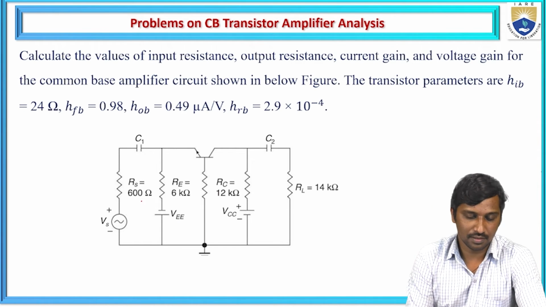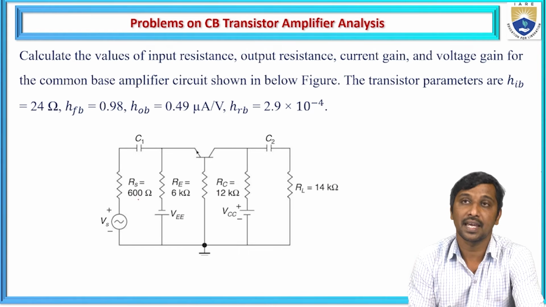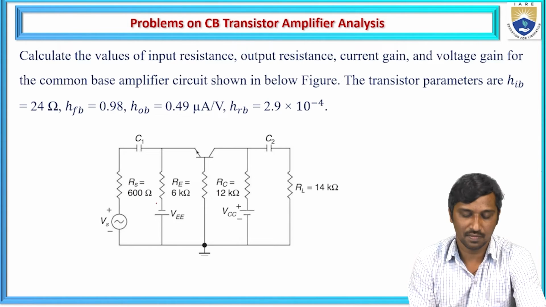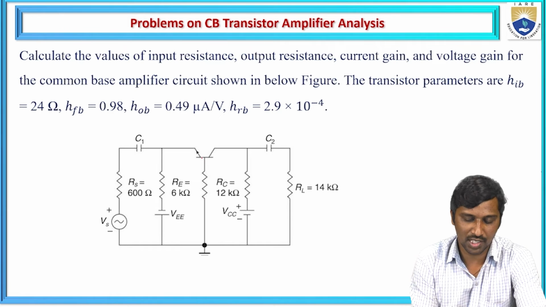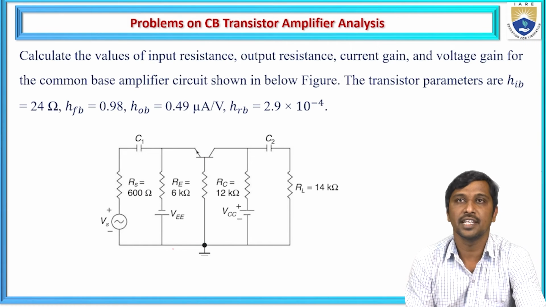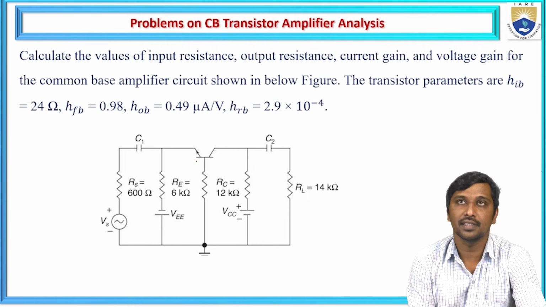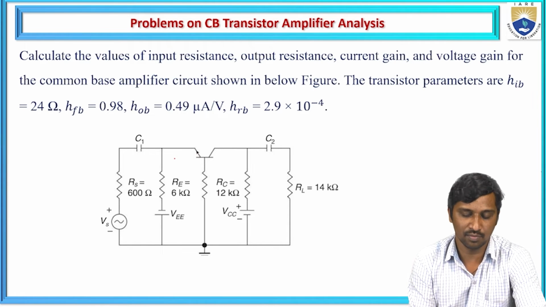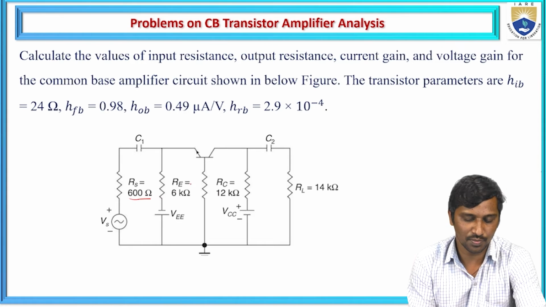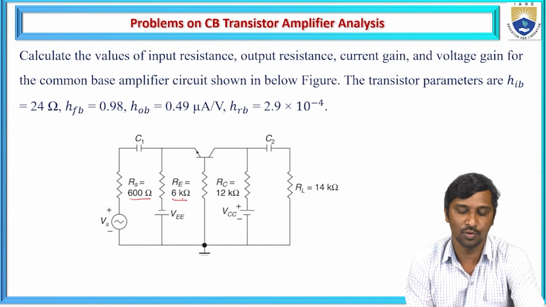In that, they are specifying some parameters like the source resistance RS and the emitter resistance. So this is the common base. Base is common for the input side as well as the output side. In this common base configuration, we know that the emitter acts as the input terminal and the collector acts as the output terminal. Hence, for this emitter, we connected the source resistance as well as the emitter resistance. Here the source resistance value is 600 ohms and the emitter resistance is 6 kilo ohms.